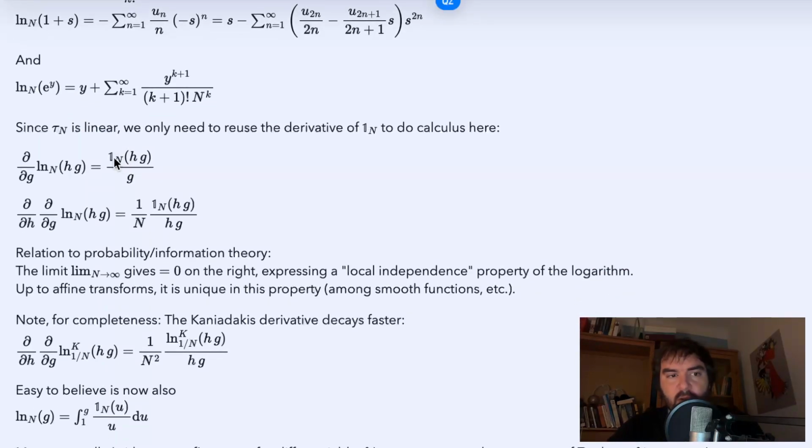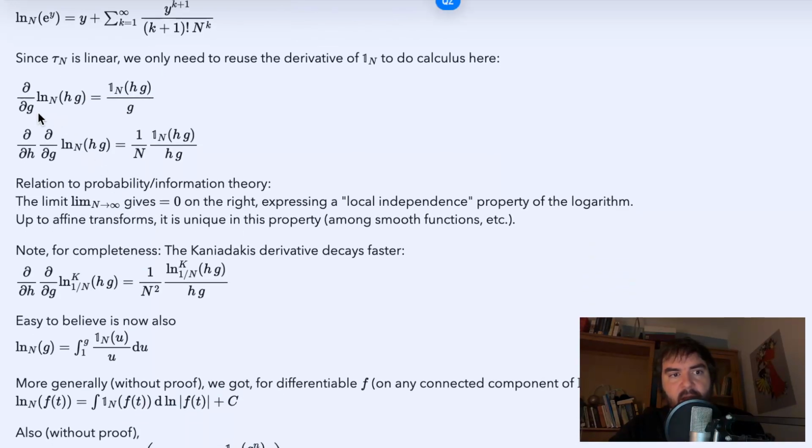Above I showed you what the derivative of our exponential is, and our logarithm is defined literally as n times this one minus a counter term. So it's also easy to compute the derivatives. They all look very nice. For this, you see that for n to infinity, this goes over 1 over g, as you would expect. For the second derivative in two different directions, you get this expression.